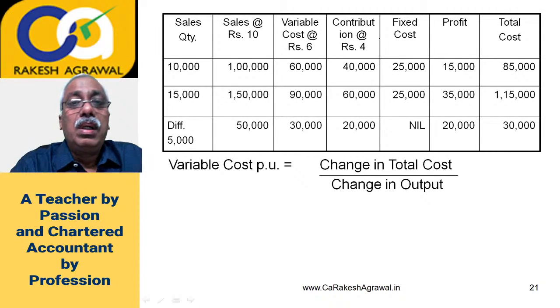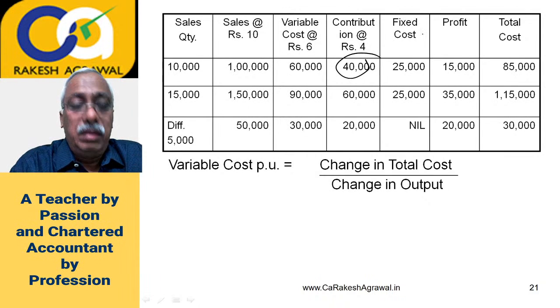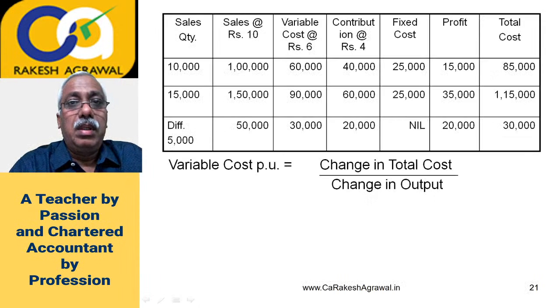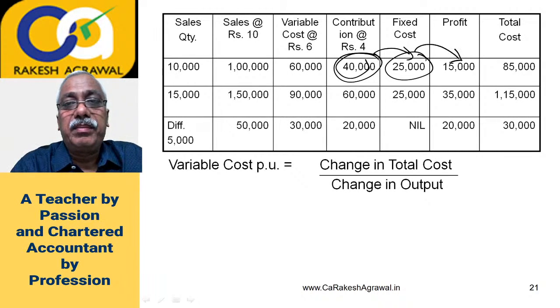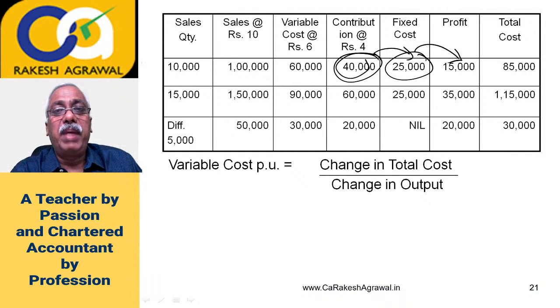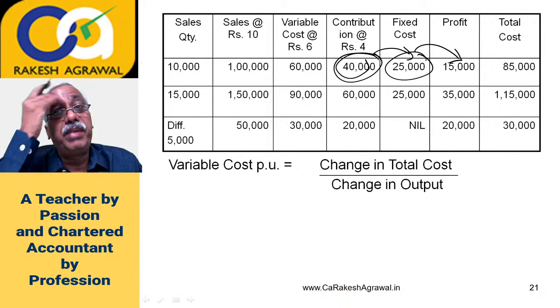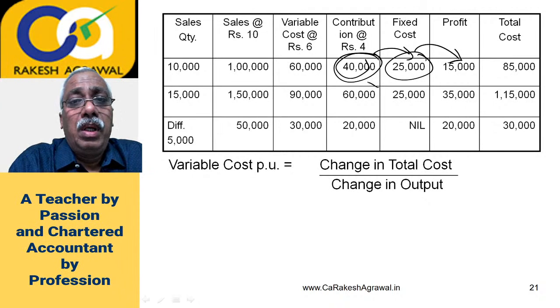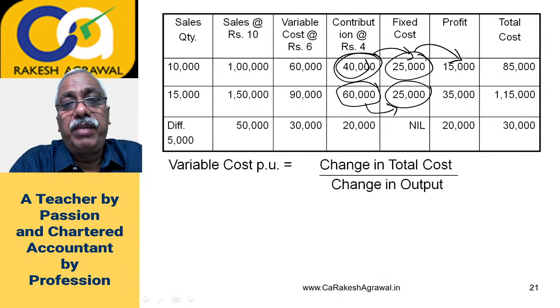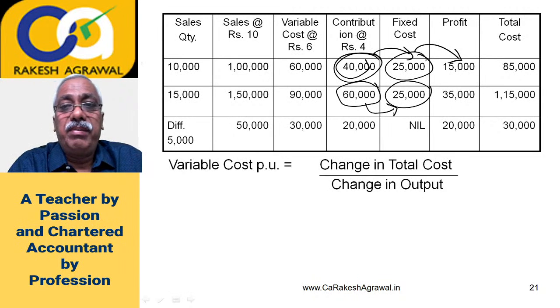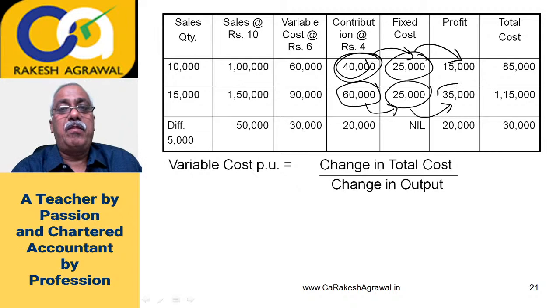Now, this contribution minus fixed cost, this minus this is profit. 40,000 contribution minus 25,000 fixed cost, 15,000 is profit. Now 60,000 contribution here minus 25,000 fixed cost, so 35,000 is my profit. Is this clear? First of all, I'm just clearing the data.